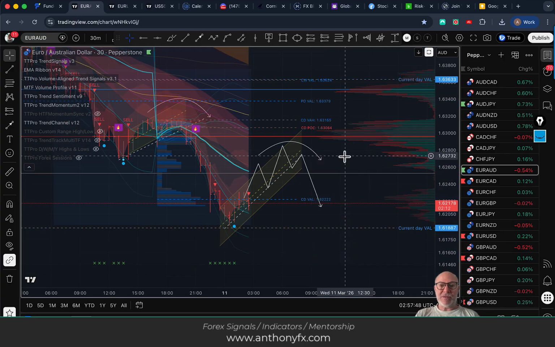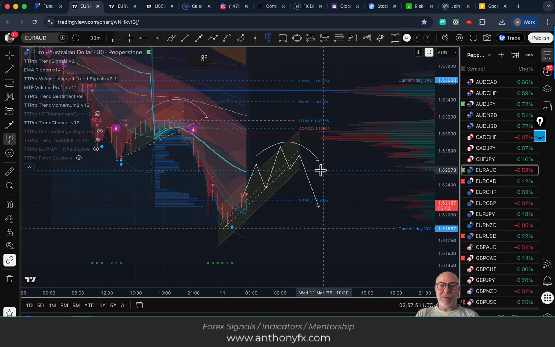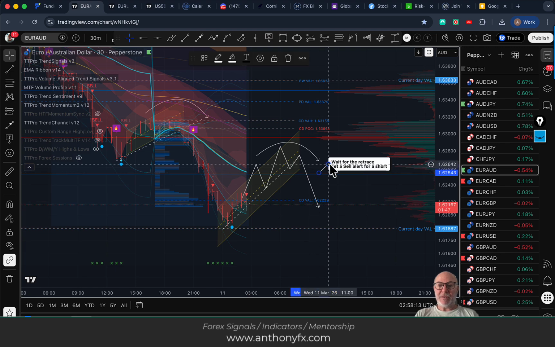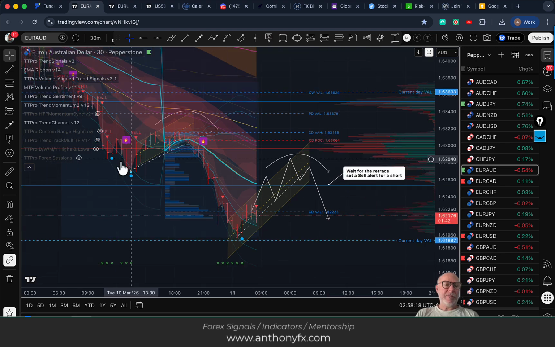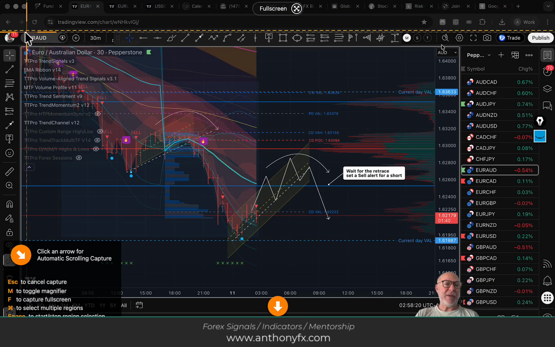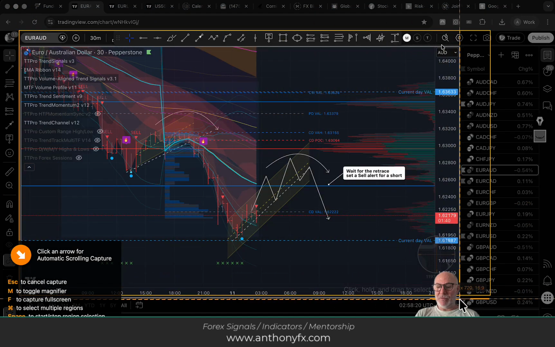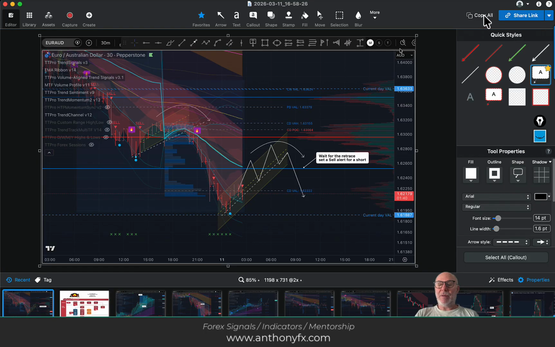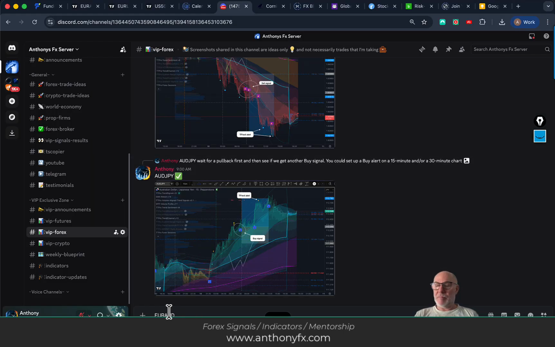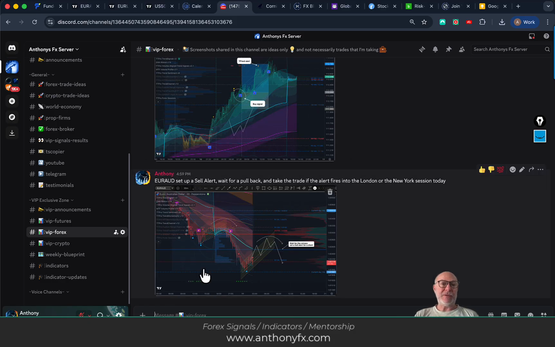Okay, so the Euro Aussie, wait for the pullback. Set a sell alert for the short. That goes into my VIP. And you've got all the time in the world to come into your TradingView, set up the alert, and get ready to take the trade. Set up a sell alert, wait for a pullback, and take the trade if the alert fires into the London or the New York session today. And that's all there is to it.